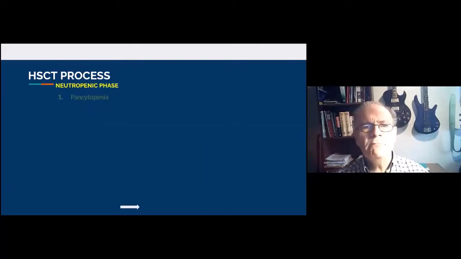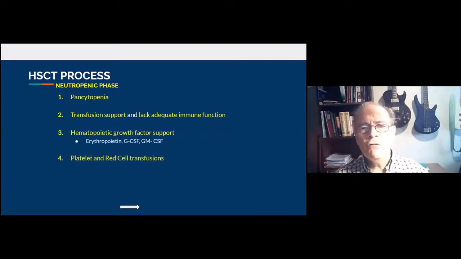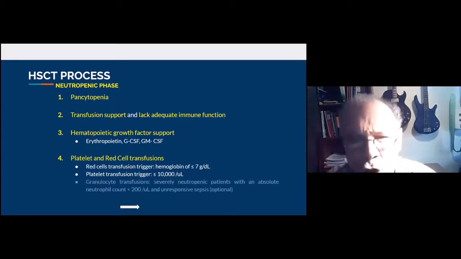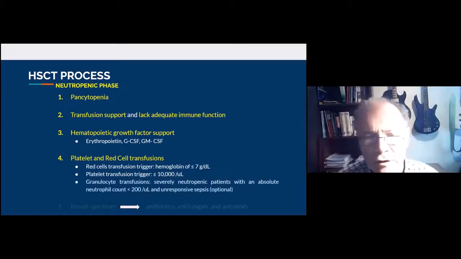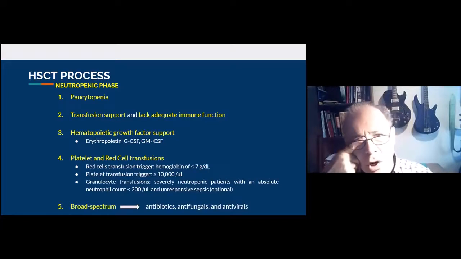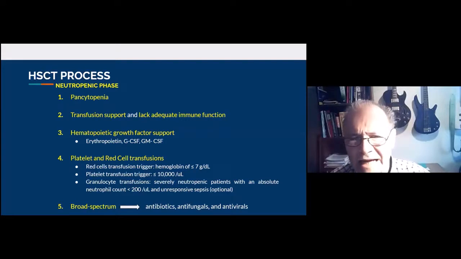During the neutropenic phase, we have pancytopenia. The patients need transfusion support and lack adequate immune function. Many times, hematopoietic growth factor supports it, with special use of G-CSF or granulocyte colony stimulating factors. Sometimes, to improve the red cells, we need to use erythropoietin, and platelet and red cell transfusions are needed.